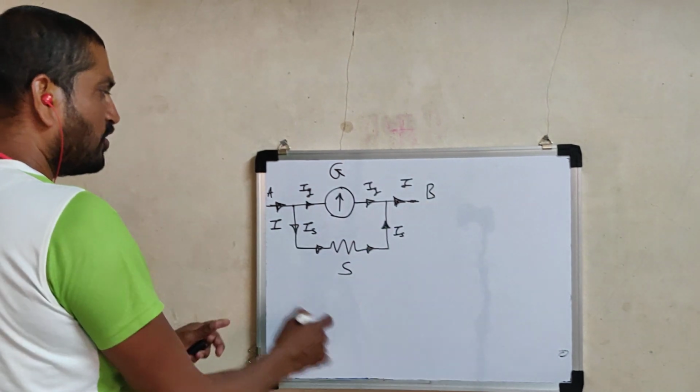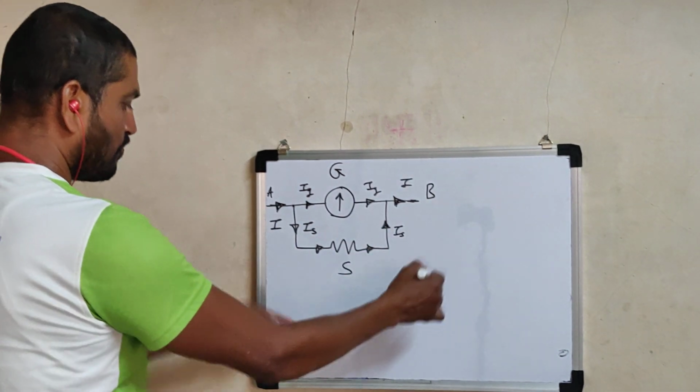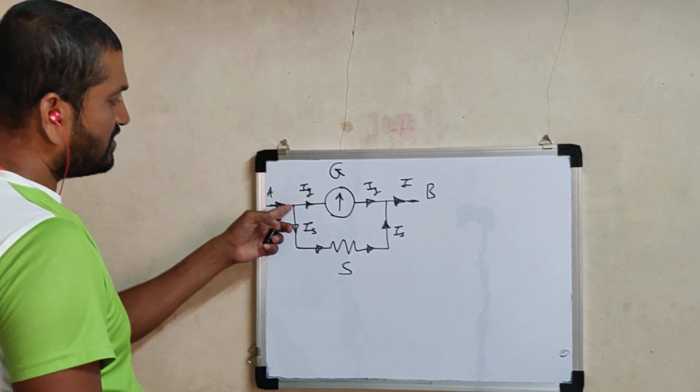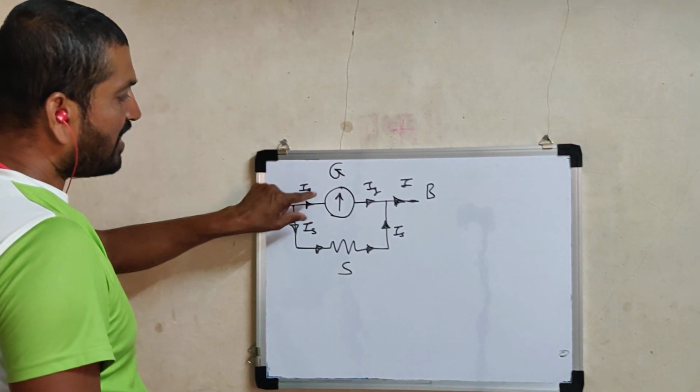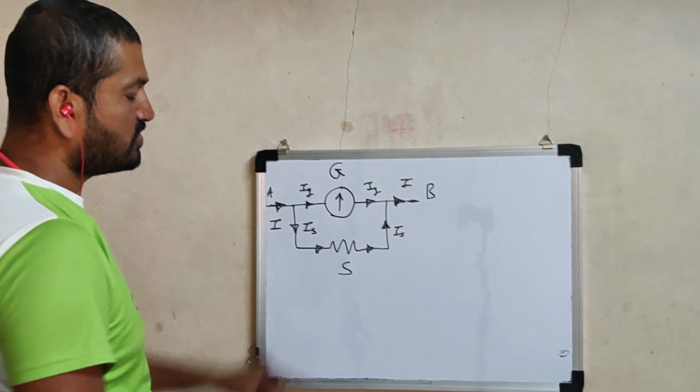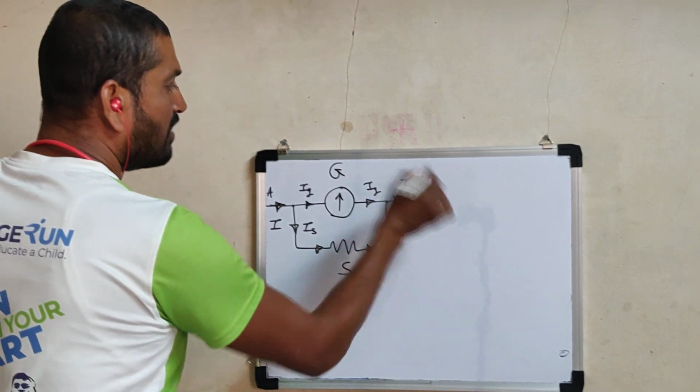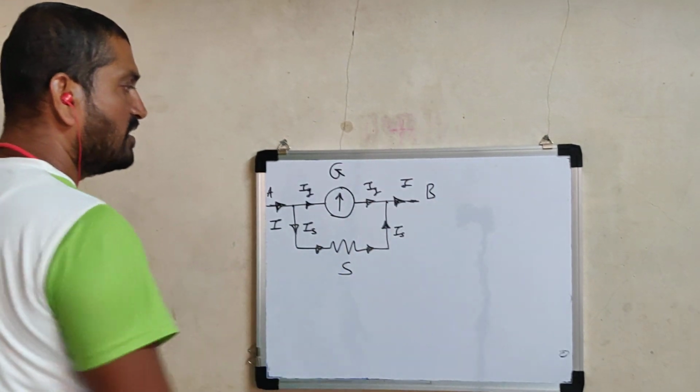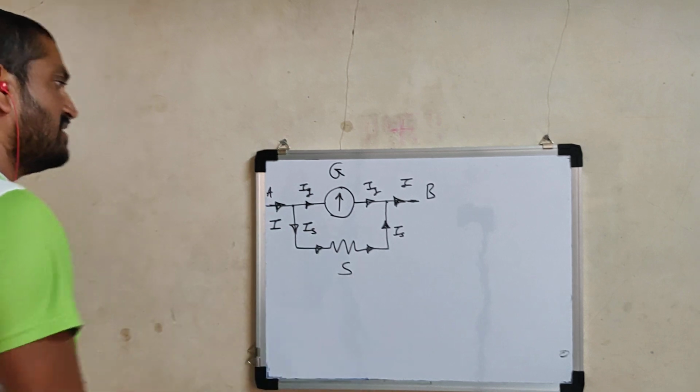The entire circuit I am not showing. Just imagine there is a battery. From the positive terminal a certain current is drawn. This is received at this junction. Some part Ig flows through the galvanometer, Is flows through the shunt. Then again these two currents combine together and the total current is given to the negative terminal of that circuit.